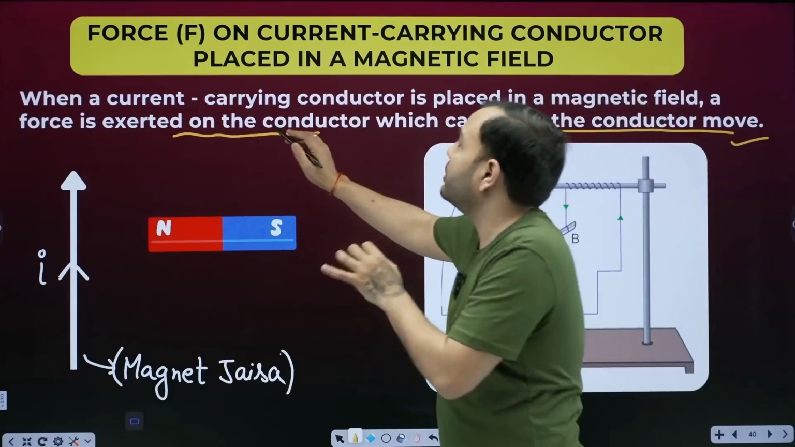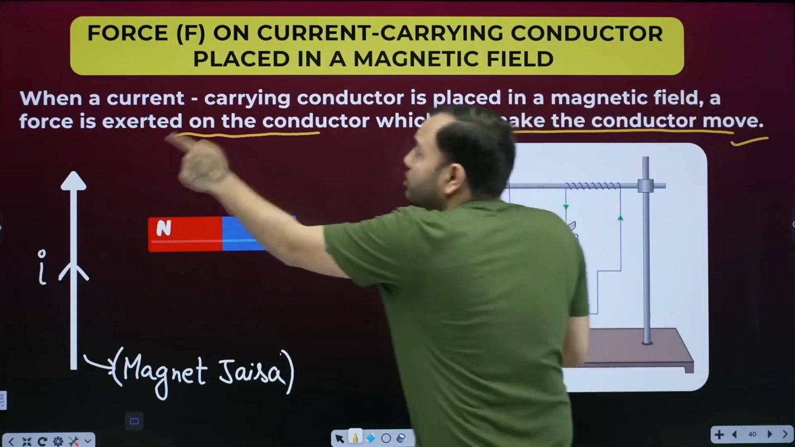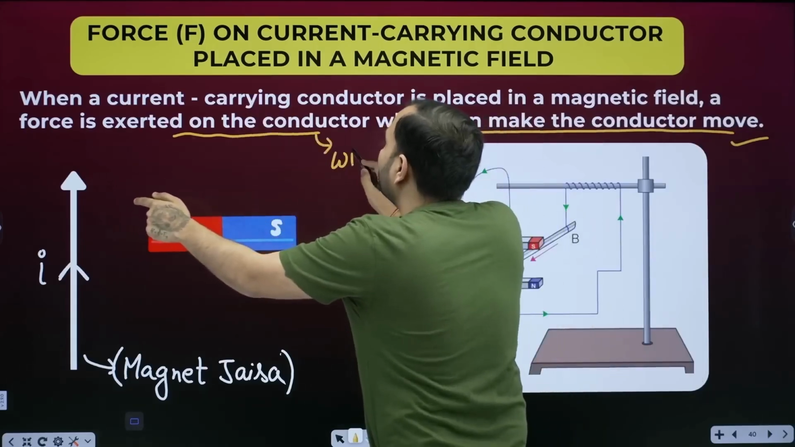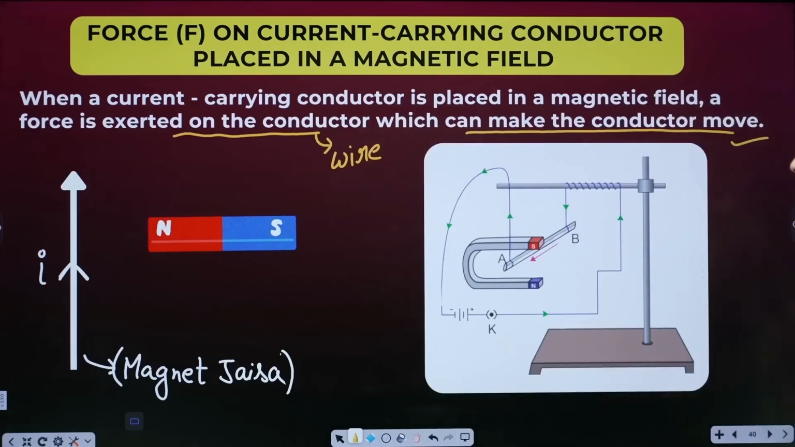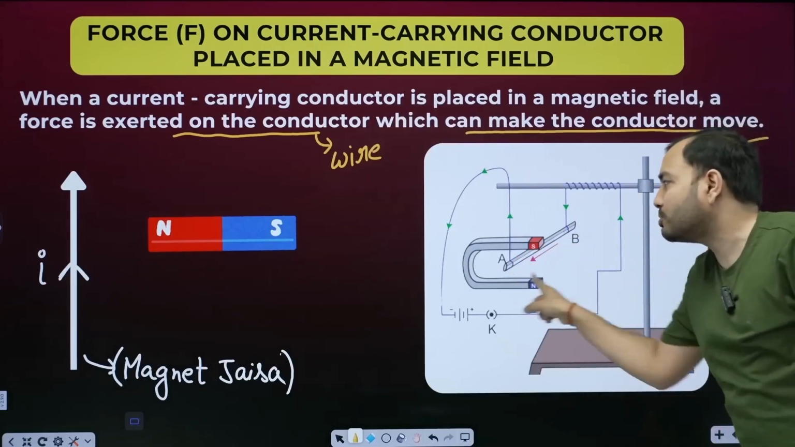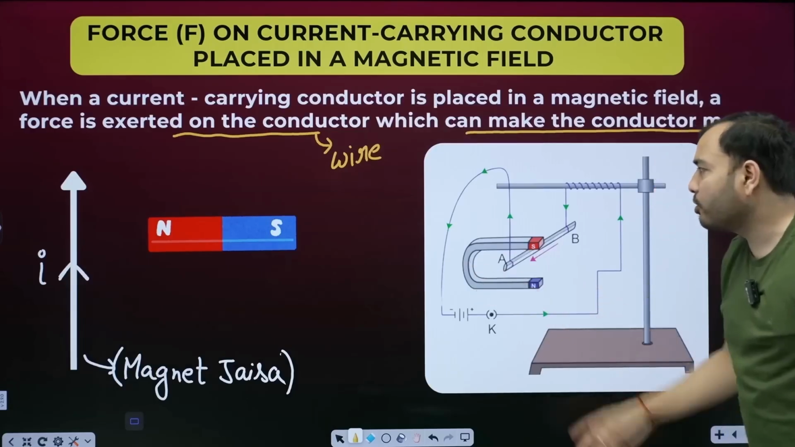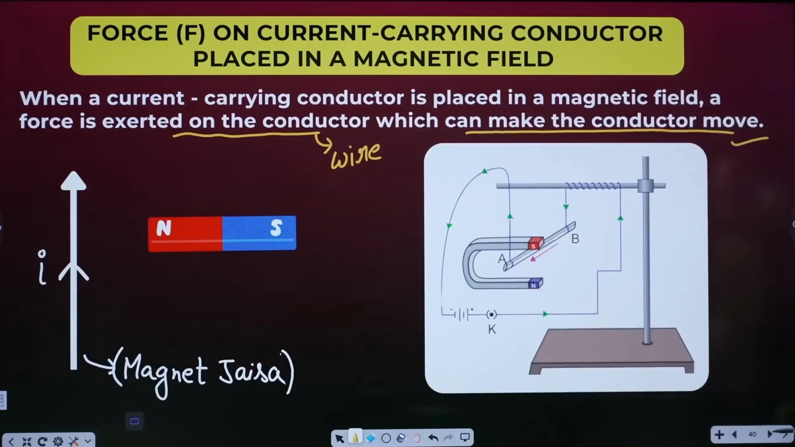So this is what I'm telling: when a current carrying conductor is placed in a magnetic field, a force is exerted on the conductor, which can make the conductor move. I'm talking about a wire. This diagram is from NCERT, so I brought it. Here they placed a horseshoe magnet, a magnet in the shape of a horseshoe. And in the middle they showed a conductor. So force will apply.